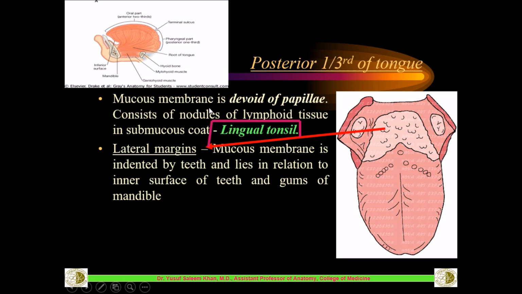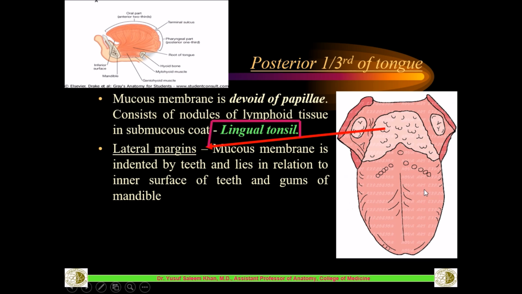Why is it rough? It consists of nodules of lymphoid tissue in the submucosal coat. That's why it gives small elevations, and because of the presence of the nodules of lymphoid tissue, it is called the lingual tonsil. Lingual tonsil, because it is present in the lingua or the tongue, and because its nature is similar to that of the tonsil, which is nothing but lymphoid tissue. Because there is a large collection of lymphoid tissue here in the posterior one-third, it is called the lingual tonsil. And you should remember, this posterior one-third of the tongue is devoid of papillae.